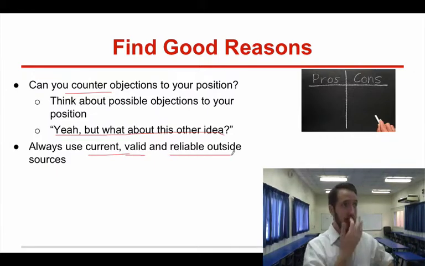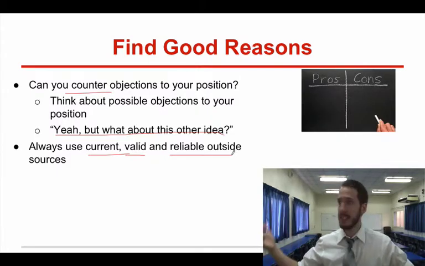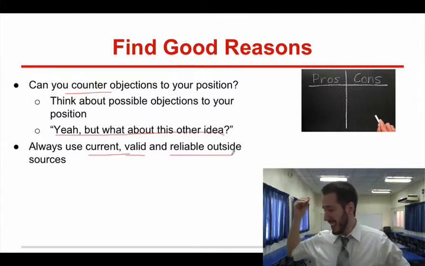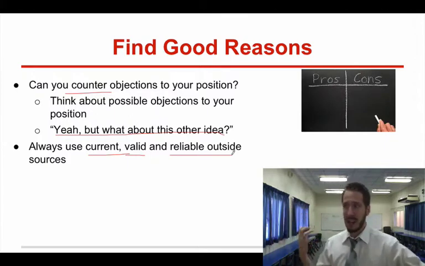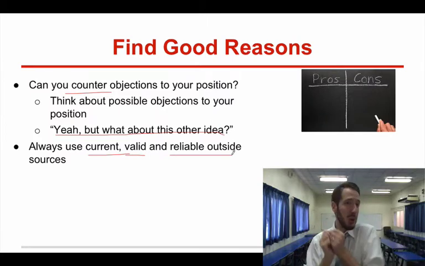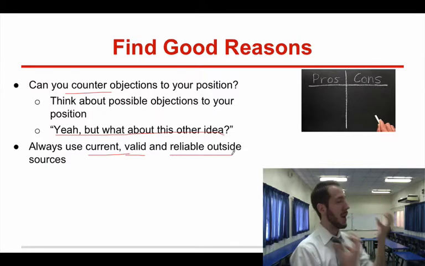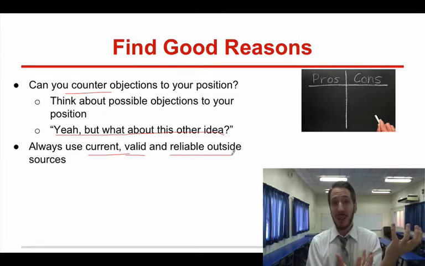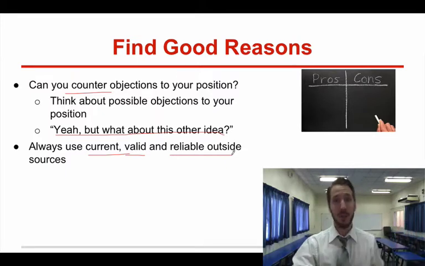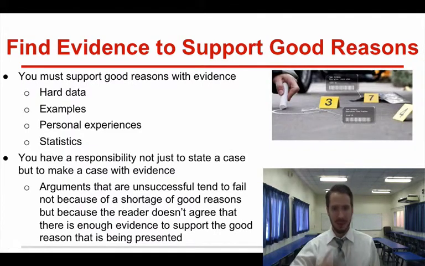And another great tip for finding good reasons is use current, valid, and reliable sources. If you're using a newspaper that is highly biased, that is an article that is 15 years old, that current research hasn't validated, it's not going to improve your argument. In fact, it's going to destroy your argument because you're using old, outdated, unreliable, biased evidence for your reasons and your claims.